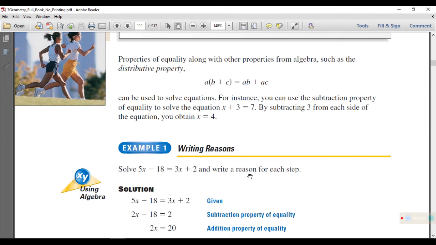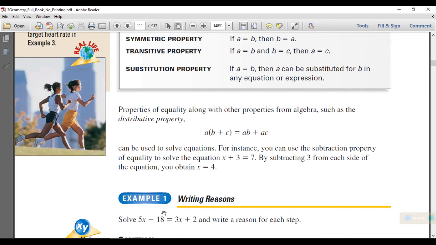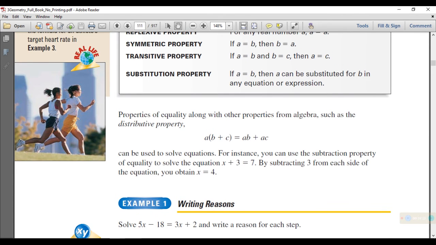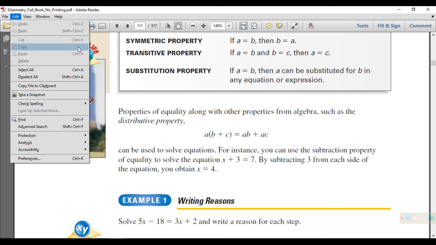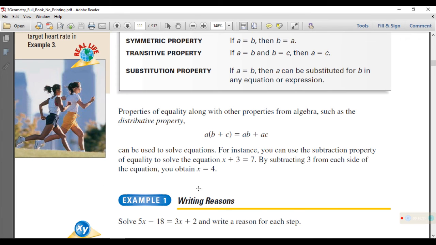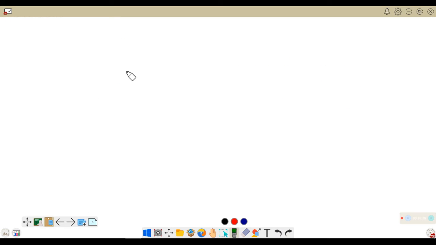Now, we are going to apply all of the properties that we have discussed before in writing reasons. Kapag tayo nagagawa ng outline ng solution, usually ang pinapakita ko lang, APE tsaka MPE, di ba? Hindi na natin sinusulat yung symmetric, transitive, substitution, if we are going to make use of any. So, dito, 5x minus 18 is equal to 3x plus 2. Solve daw natin siya, and then magre-reason out tayo for every step. Pakita natin yung outline.